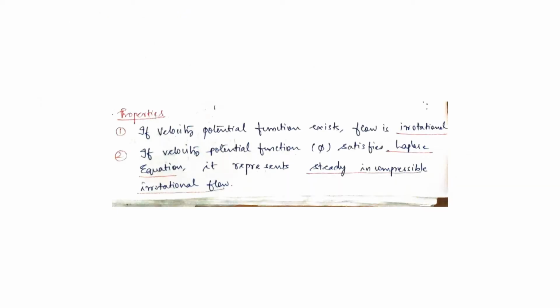Okay. So what are the properties? If the velocity potential function exists, then the flow is irrotational. If the velocity potential function satisfies the Laplace equation, it is said to be a steady, incompressible, irrotational flow. Those are the important properties for the velocity potential function. If the velocity potential function exists, the flow is irrotational. If the velocity potential function satisfies the Laplace equation, it's a steady, incompressible flow.